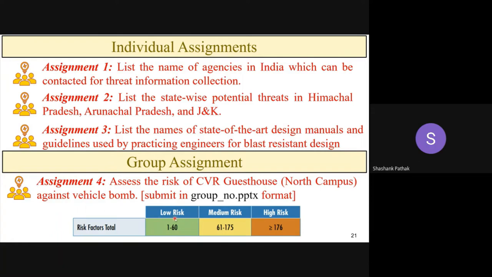That will be a really nice exercise. For example, if you get a risk factor in this particular zone, you will say it's a low risk. If you get a risk factor in this zone, you will say it's a medium risk. And if you get beyond 176, you can say it's a high risk. So that will be the final outcome for your assessment.